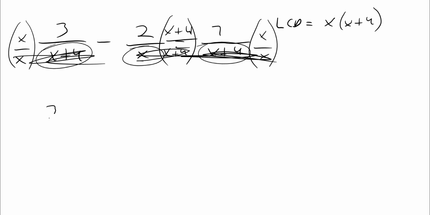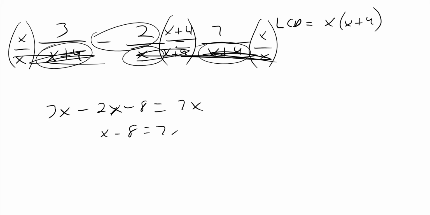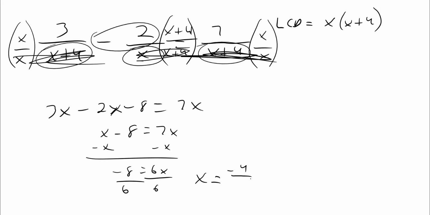So you get x times 3 is 3x. Distribute the negative 2, right? It's negative 2 times x, so negative 2x, and negative 2 times 4 is negative 8. And that equals 7 times x, which is 7x. And let's solve. So 3x minus 2x is x, so x minus 8 equals 7x. I'm going to subtract x. So I get negative 8 equals 6x, divided by 6. So x is, if I reduce that, negative 4/3. That's the answer to that problem.